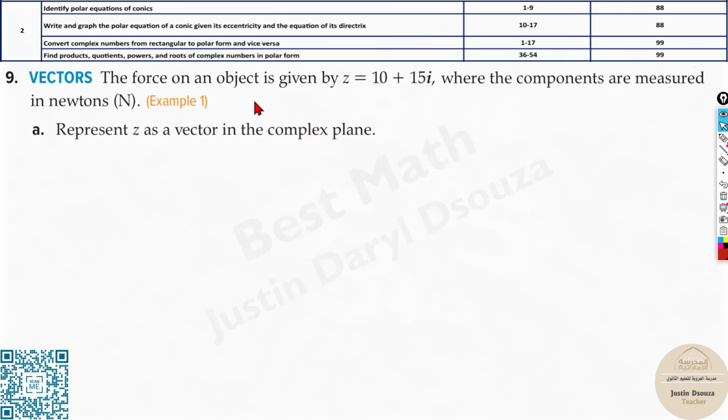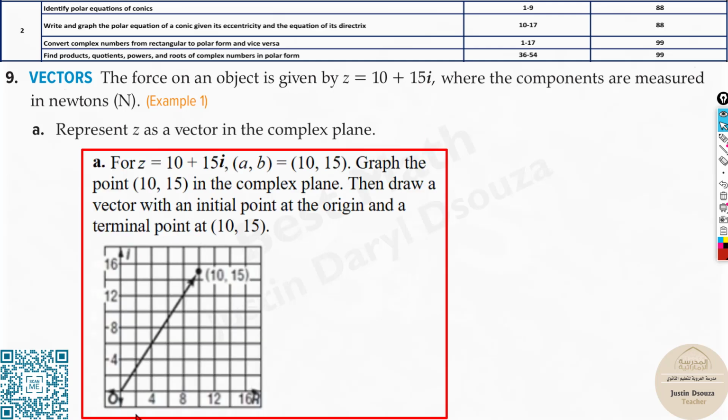Here we have a different type of problem. It's about vectors. The force on an object is given by Z is equal to 10 plus 15I, where the components are measured in Newtons. Represent Z as a vector in a complex plane. Just graph these 2 points, which we did just now. It's also the same thing. Over here, positive 10 on the real axis and 15 on the imaginary axis. Just make a point. That will be the line.